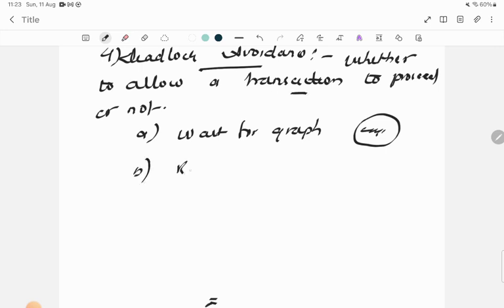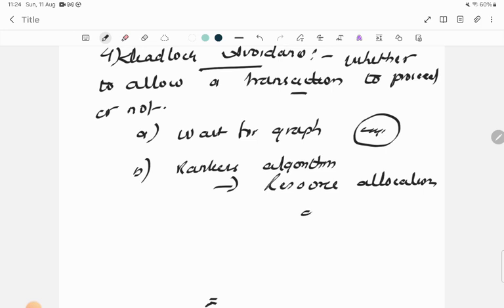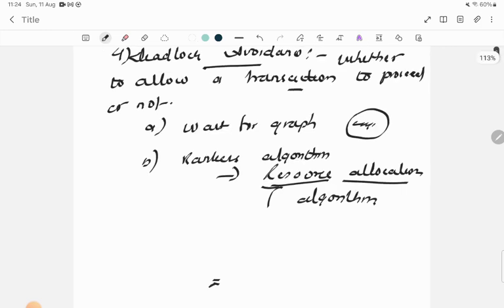The second method is by using the Banker's algorithm. This Banker's algorithm basically deals with resource allocation. It checks whether allocating a resource will lead to a deadlock or not. If it leads to deadlock, we are not going to assign the resources. If not, we are going to assign the resources.